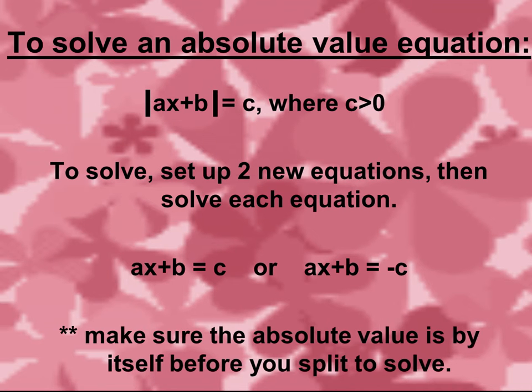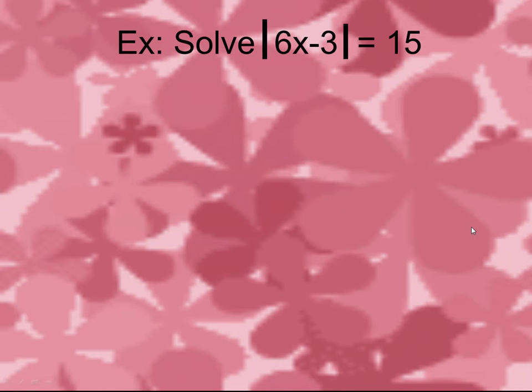Okay, and whenever we do algebra involving absolute values, there's a step that I'm going to say over and over again. The first thing is we always have to make sure that we get the absolute value by itself on one side of the equation, and that might involve an algebra step or two. So let's take a look at this one then.